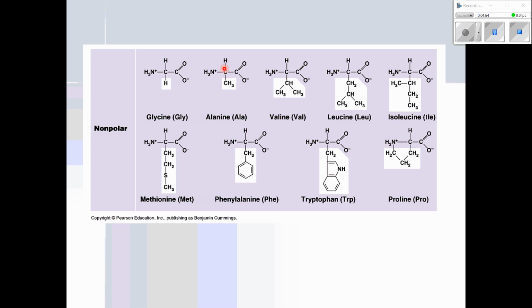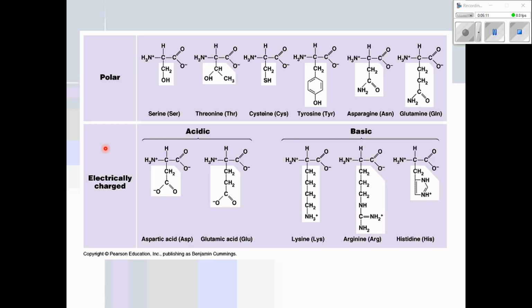Some amino acids are nonpolar, meaning the R group does not have any electrical charge. And if it's nonpolar, that means it's not going to be attracted to water. It's going to be hydrophobic. Other amino acids are polar, which means that somewhere on the R group, there's going to be at least partial electrical charge. These polar amino acids are going to be attracted to water.